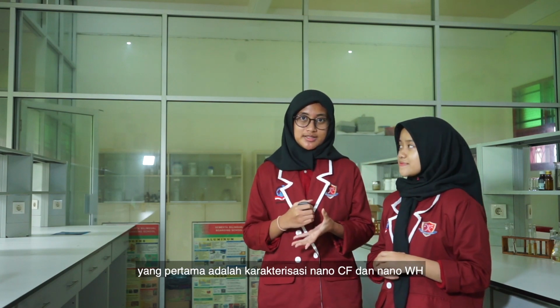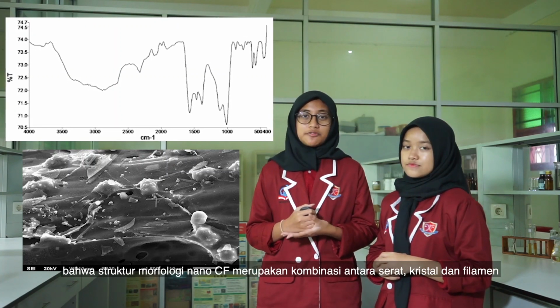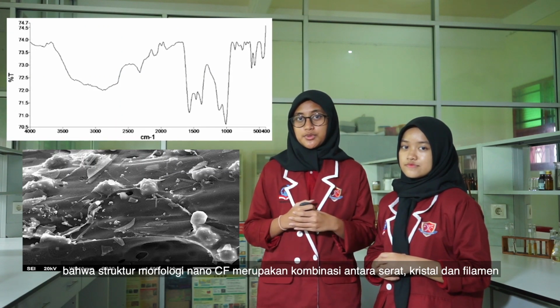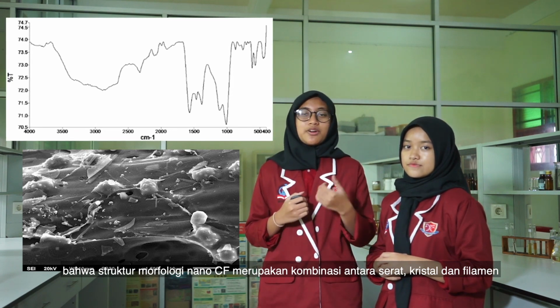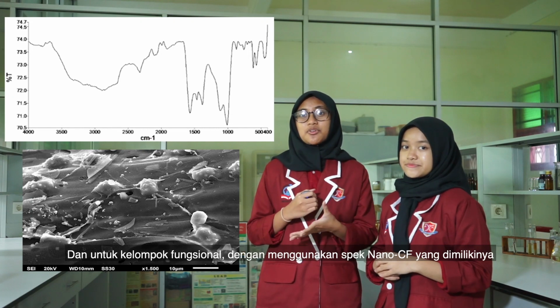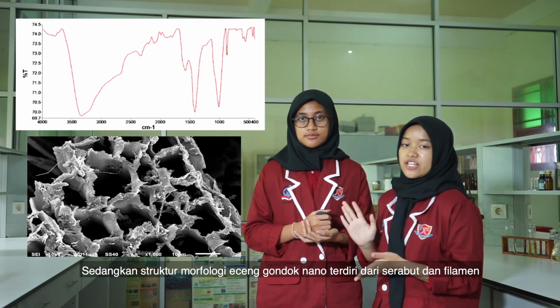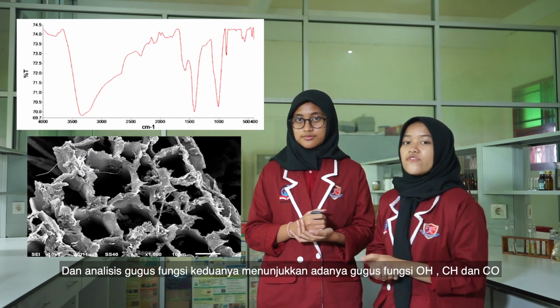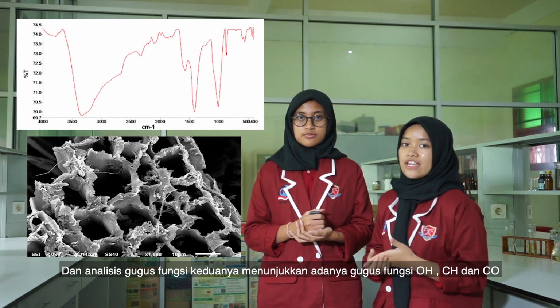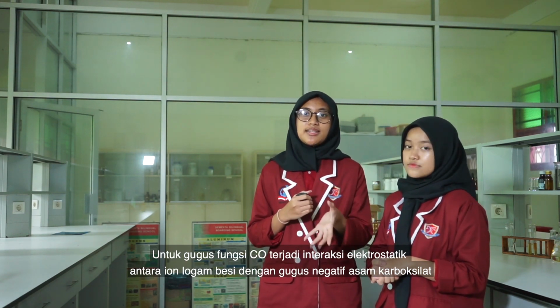Next, we're going to explain about the result and analysis. The first one is characterization of nano coconut fiber and nano water hyacinth. From the result of the observation, we can see the morphological structures of nano coconut fiber using a scanning electron microscope: it is a combination of fibers, crystal, and filament, and it contains functional groups hydrocarbon and carbon monoxide. And the water hyacinth has a morphological structure of fibers and filament. And for the functional groups, it has hydroxide and carbon monoxide. And from the functional group carbon monoxide, there's an electrostatic interaction that occurs between the iron and the carboxylic acids.